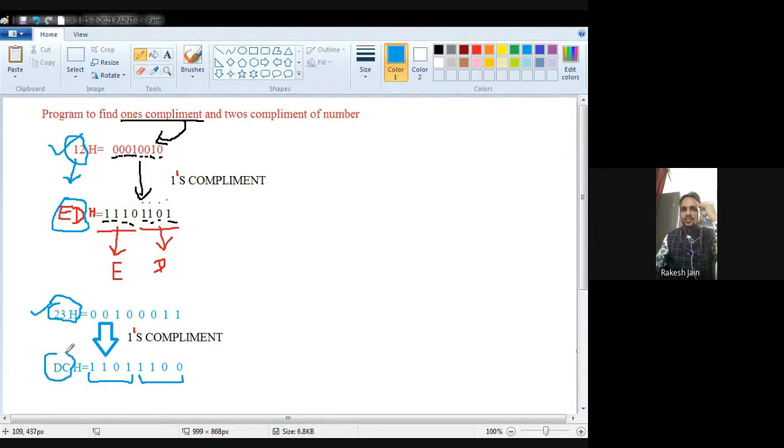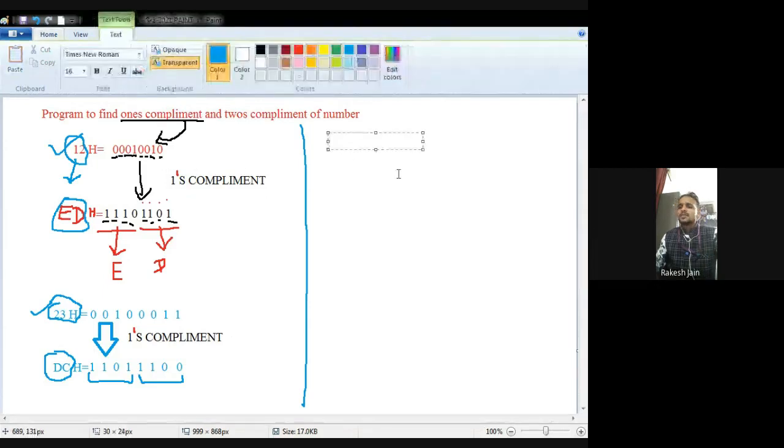Now what is the meaning of 2's complement? First of all, let's see what is the meaning of 2's complement. Let's suppose I want to find out the 2's complement for a number. Any number you can take, for example the first number 12H. As you know, 0001 0010 is 12.